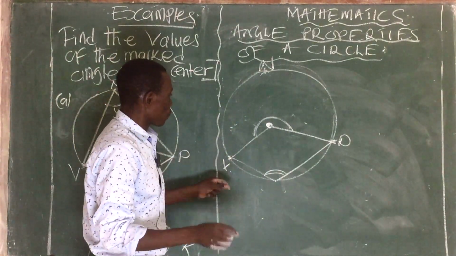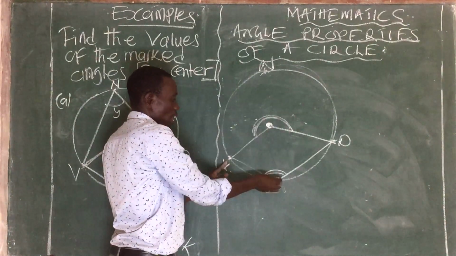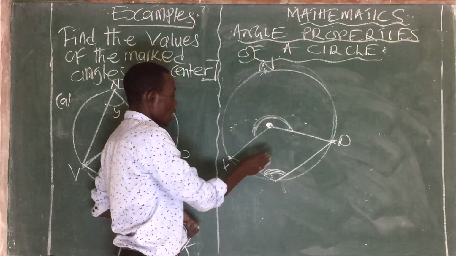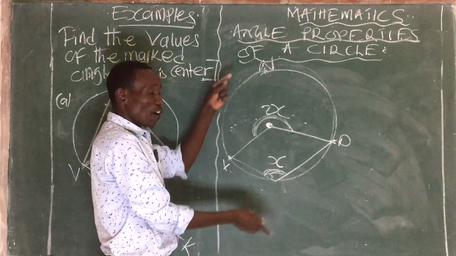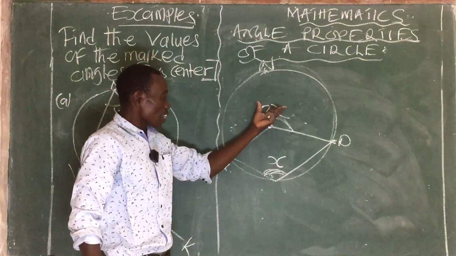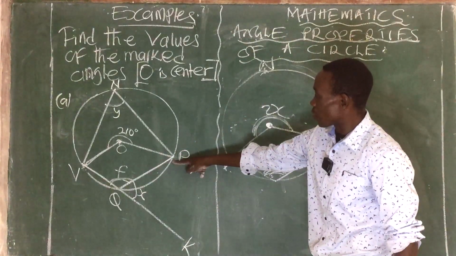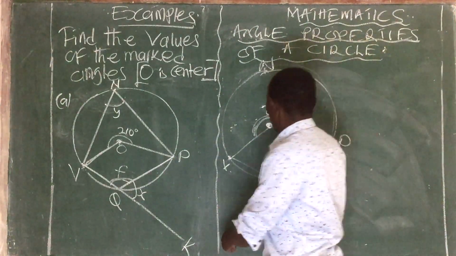From what we observed, this angle here is twice the angle at the circumference. So if this is x, this will be 2x. And vice versa: if this is 2x, this comes in as x. So according to the diagram in this question, instead of having this one as 2x, here we have what?